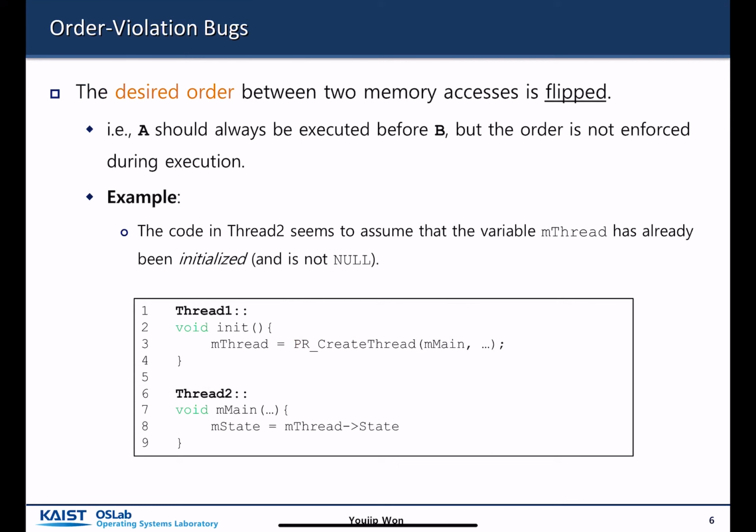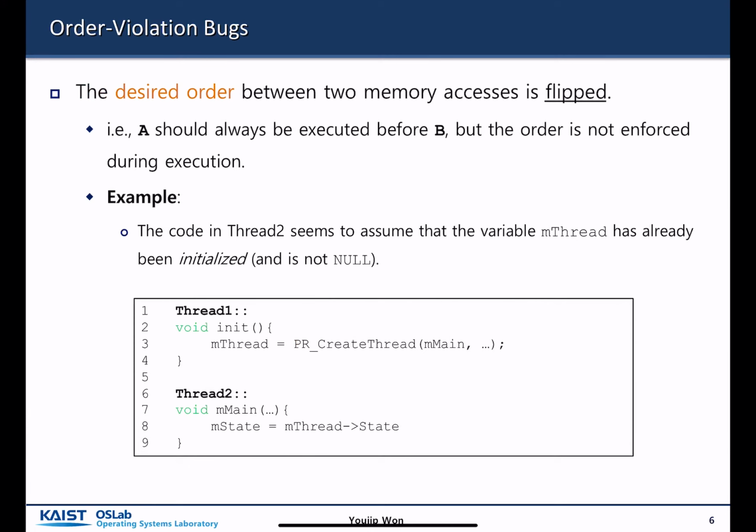Another interesting issue is the order violation bug. In some cases, we have to ensure that two memory accesses are executed in the desired order, but an order violation bug is a situation where the desired order between the two memory accesses is flipped. So A should always be executed before B, but if the order is not enforced during the execution, that might cause a problem.